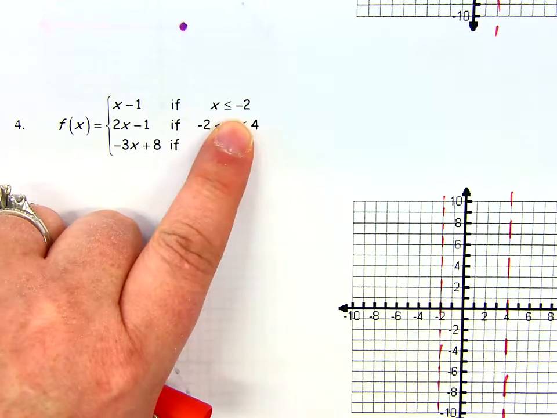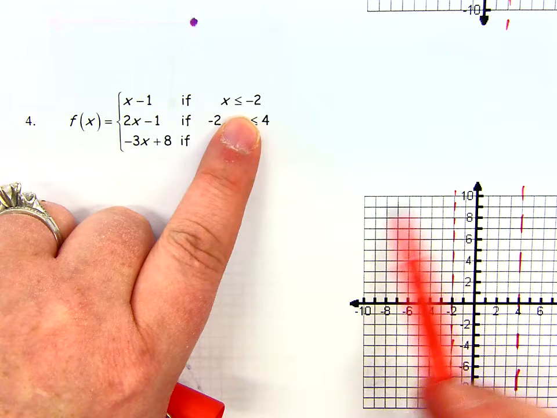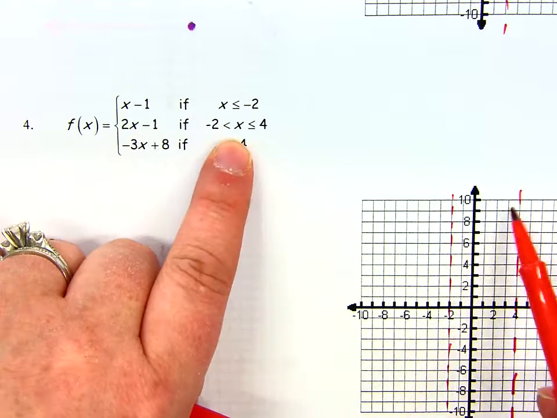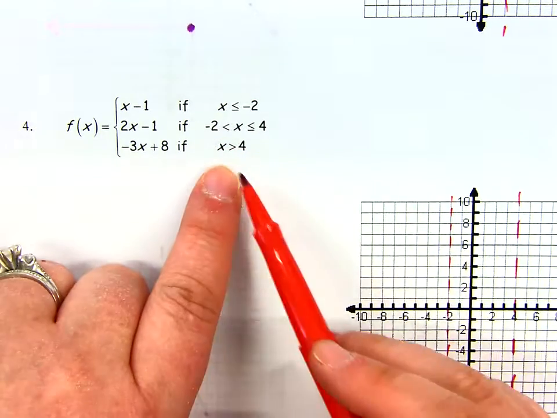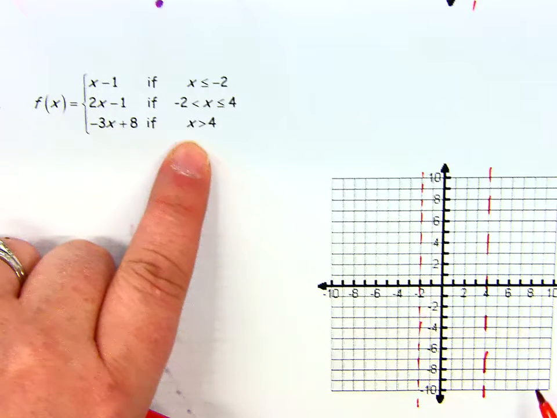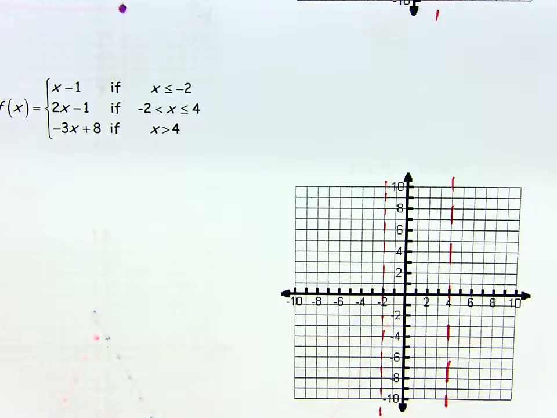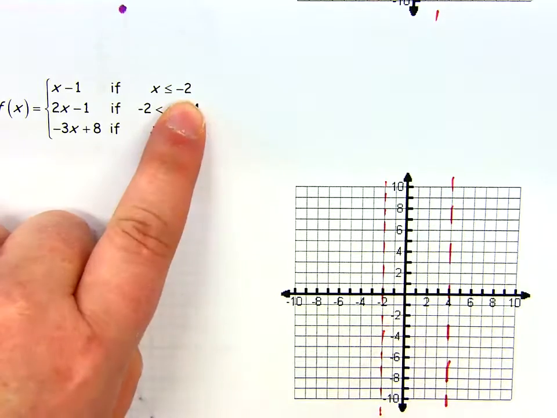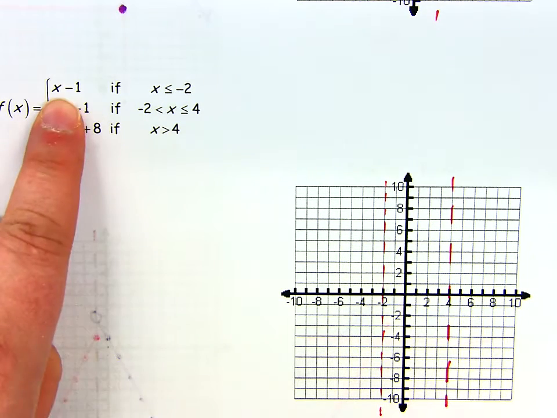So it exists less than -2. So the top one only exists over here. This middle one only exists in between the lines. And then greater than 4 will only exist over here. Okay. So now I just do sort of the same thing that I have been. Let's see. I kind of have three colors. We'll make it happen. So this first one, I'm going to take -2 and I'm going to plug it in.